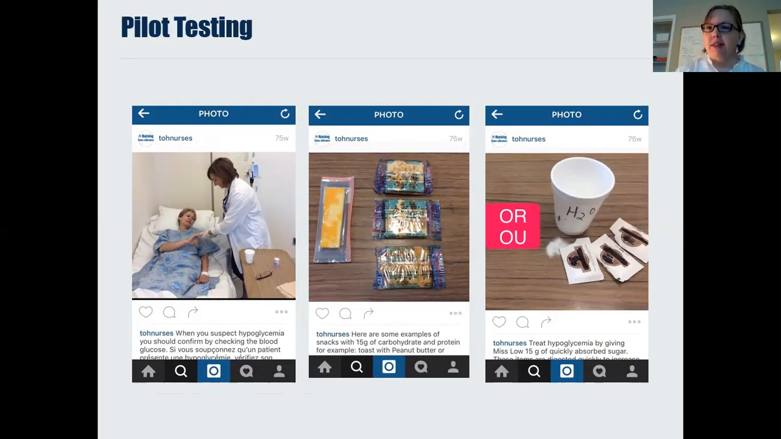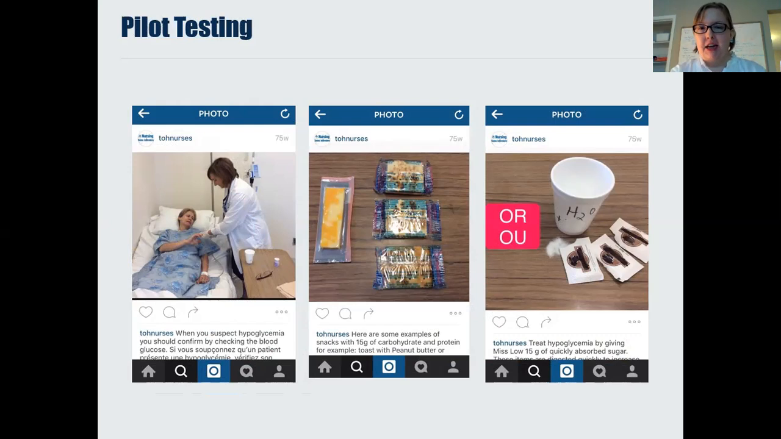When we looked at the policy, we also saw examples where it said, give 15 grams of carbohydrate and protein. Well, what is 15 grams? Even as a healthcare professional, I would struggle with that. I know I have to give them sugar, but I don't really know how much. So these are colleagues of mine. This is not an actual picture of the patient.